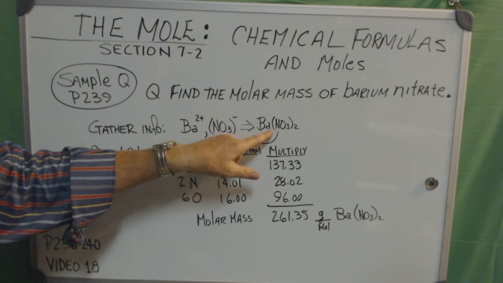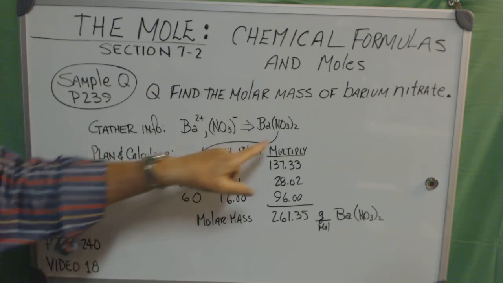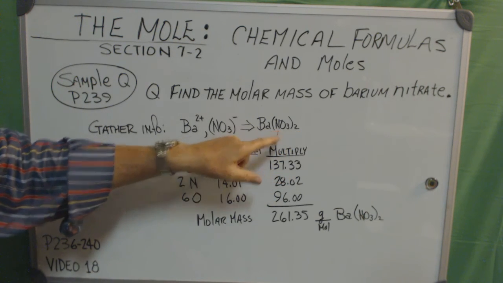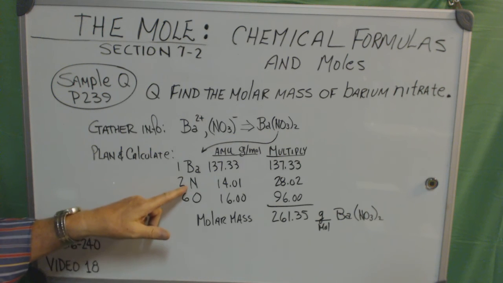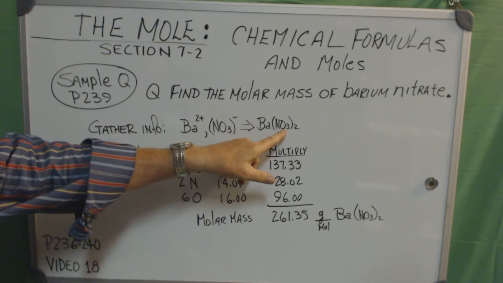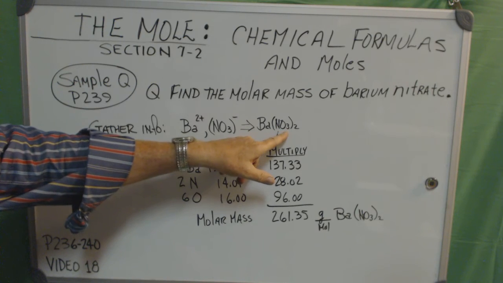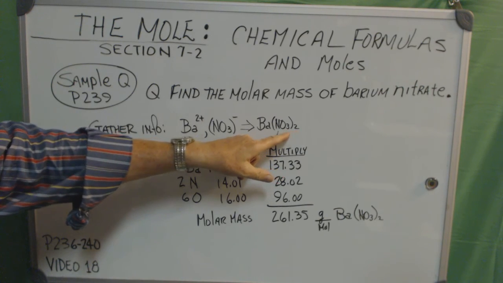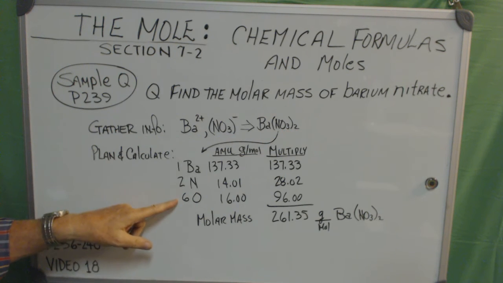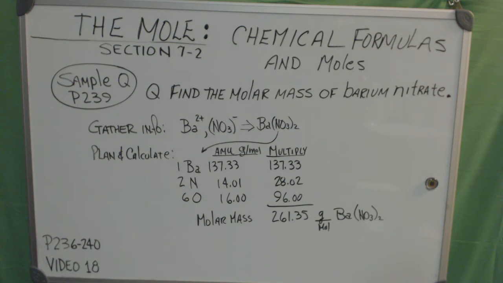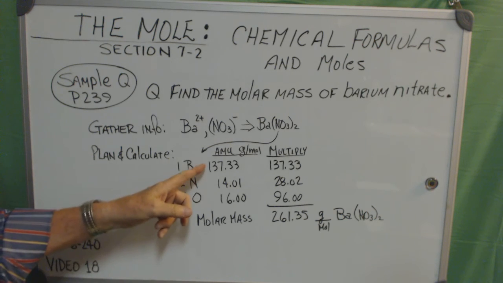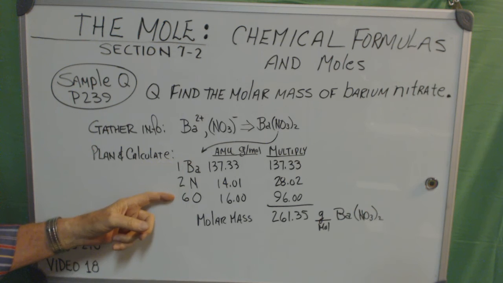So barium, I only have 1 barium, but look at the 2 on the outside here. It tells me I have 2 nitrogen, 2 times N, and I have O3 inside the nitrate, and there's 2 of those, so I'm going to have a total of 6. So I list the 6 here next to the oxygen. Then I simply go to the periodic table and look up the AMU, or the atomic weight. And if we put grams after the atomic weight, that'll give us the weight of 1 mole of that atom.